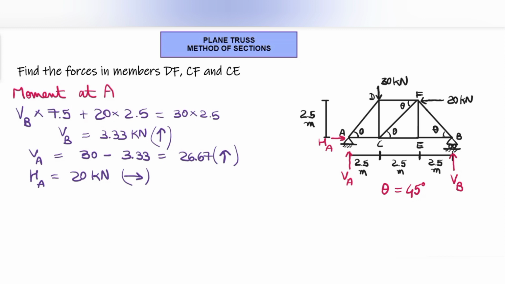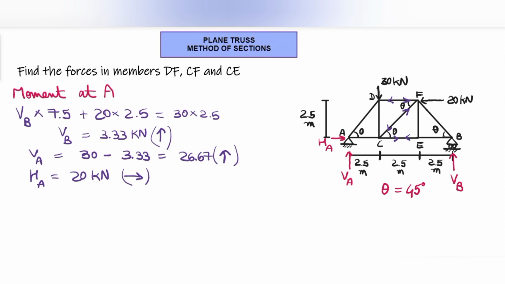अभी जैसे कि DF member के लिए I am assuming it is subjected to compression. So arrows मेरे ऐसे आएंगे. Then we have to find for CF member. For CF, I'm assuming compression force. This will be my arrow directions. और CE के लिए I'm assuming tension force.